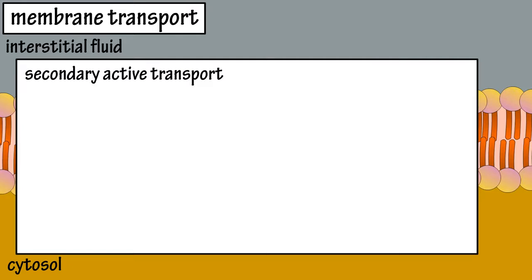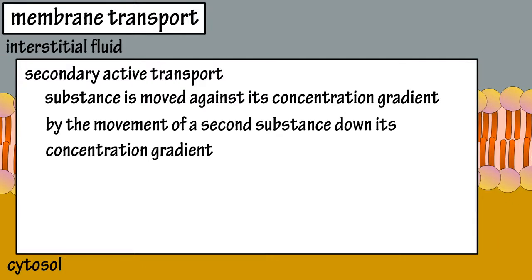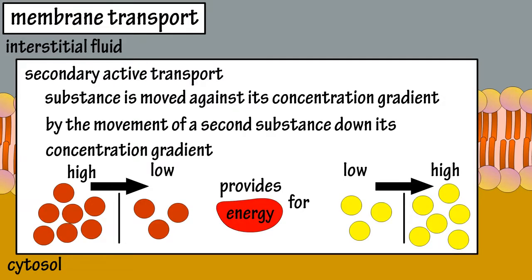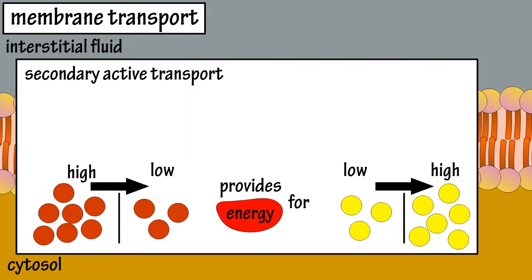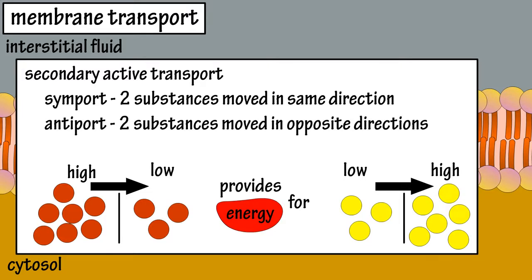In secondary active transport, a substance is moved against its concentration gradient by using energy provided by the movement of a second substance down its concentration gradient. So, a substance that is moving from a place of high concentration to low concentration will provide the energy to move a second substance from a place of low concentration to high concentration. There are two types of secondary active transport: symport, where two substances are moved in the same direction, and antiport, where two substances are moved in opposite directions.